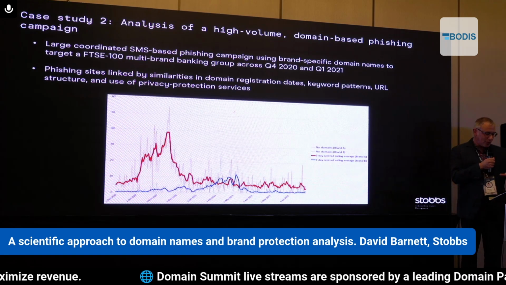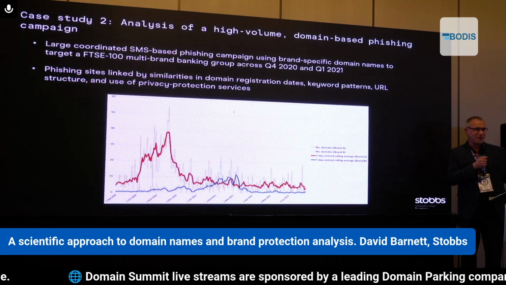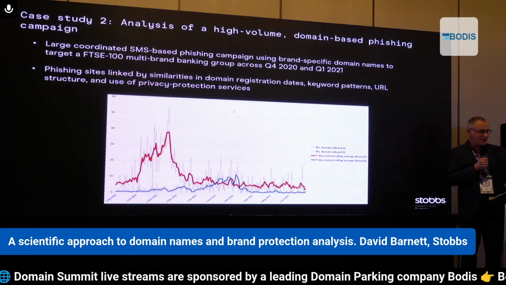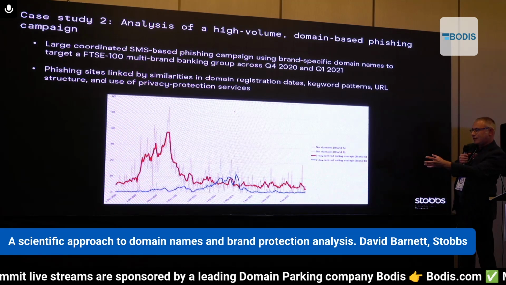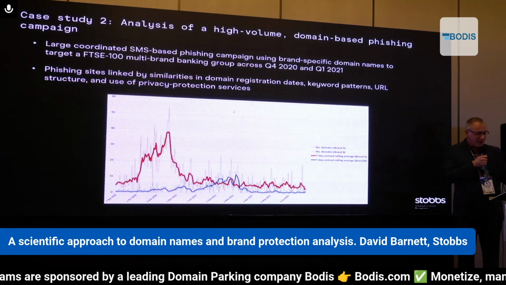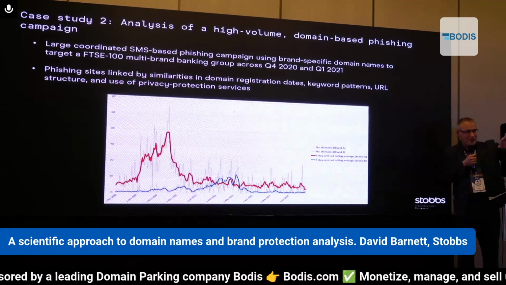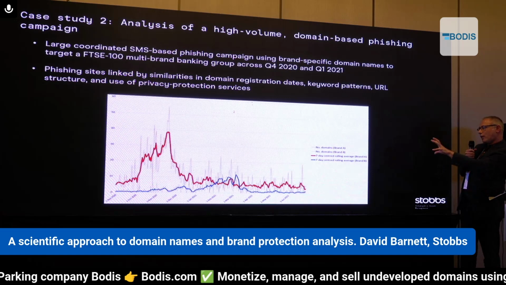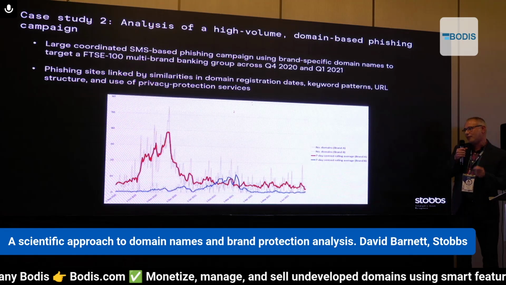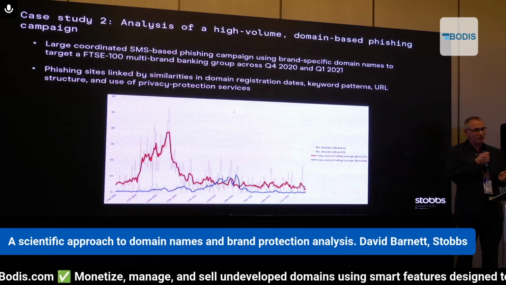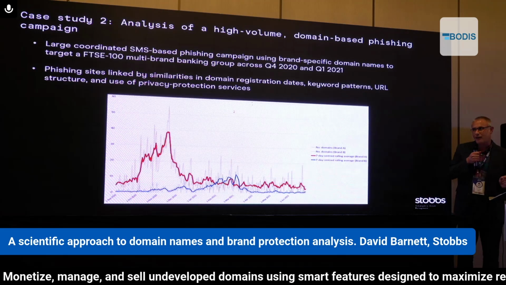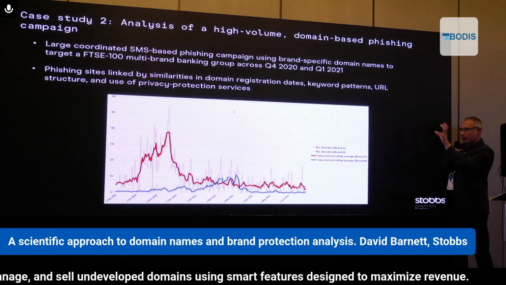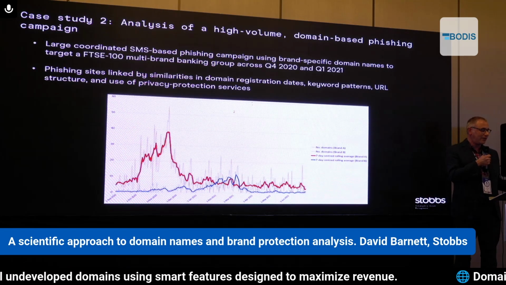When we looked at the data, we were able to see subjectively that the first of the two brands was targeted over a period of a couple of months, and then that died off, and then the second brand within the group was targeted. And what we were then able to do is plot the daily numbers of domain registrations mentioning those two brands. And we were able to pick up that phishing campaign in the overall level of activity.